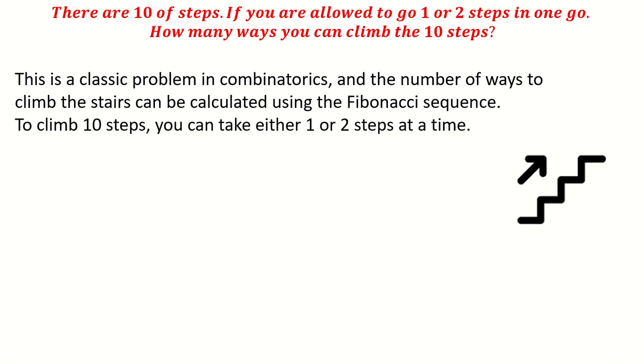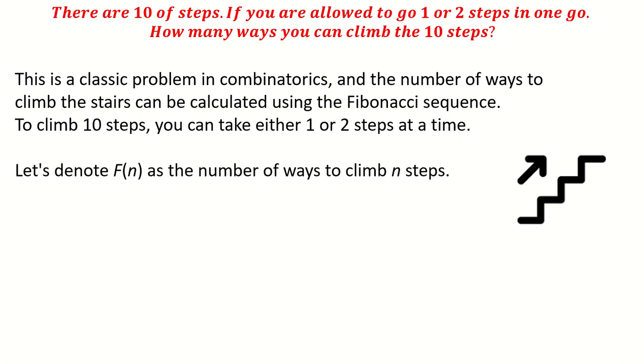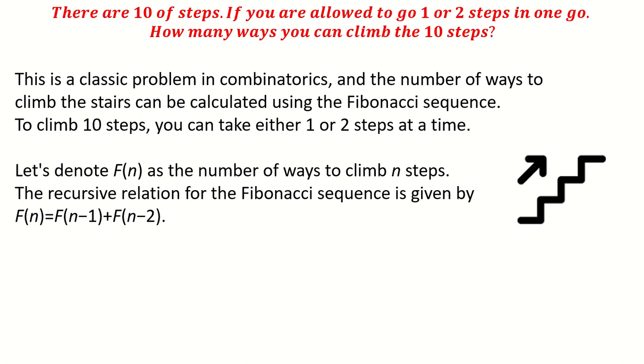To climb 10 steps, you take either one or two steps at a time. That's the question. Let f of n denote the number of ways to climb n steps. So here we are going to calculate f of 10. As per the Fibonacci series, f of n is the sum of the previous two terms, that is f of n minus 1 plus f of n minus 2.